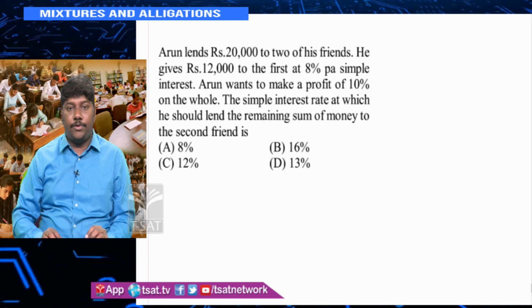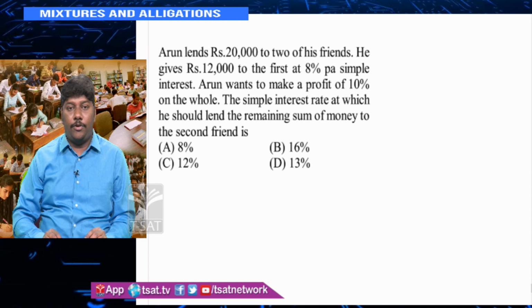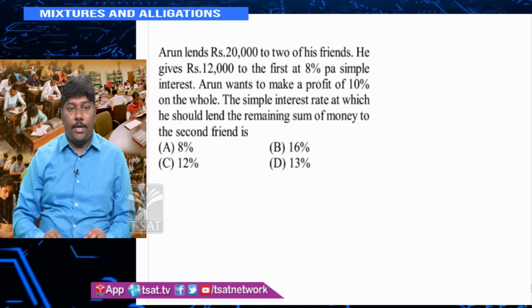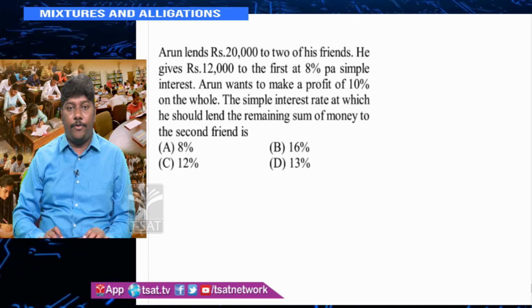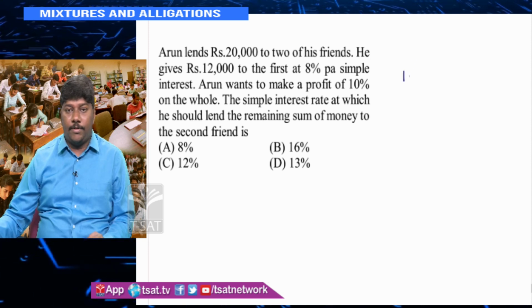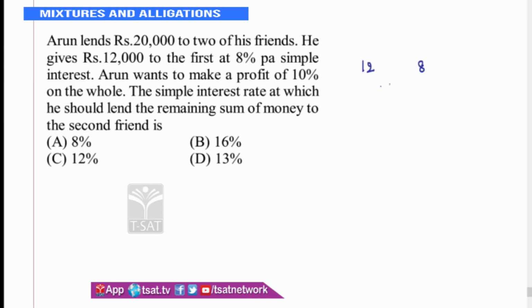Arun lends 20,000 to 2 of his friends. He gives 12,000 to the first at 8% simple interest. Arun wants to make a profit of 10% on the whole. Find the simple interest rate at which he should lend the remaining sum of money to the second friend. Out of 20, the first fellow is getting 12,000, so the second fellow must get 8,000. I'm not interested in these zeros because it's going to be the same, since you want to find the simplest value. So the first fellow is 8%, Arun wants a profit of 10% on the whole, and let the second fellow be X. So here what is missing? A2 is missing. You can simplify it further.